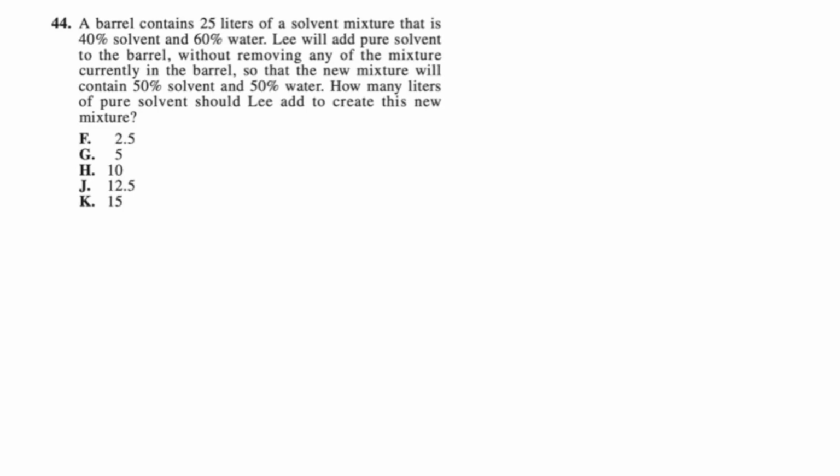44 says, a barrel contains 25 liters of a solvent mixture that is 40% solvent and 60% water. Lee will add pure solvent to the barrel without removing any of the mixture currently in the barrel, so that the new mixture will contain 50% solvent and 50% water. How many liters of pure solvent should Lee add to create this new mixture?